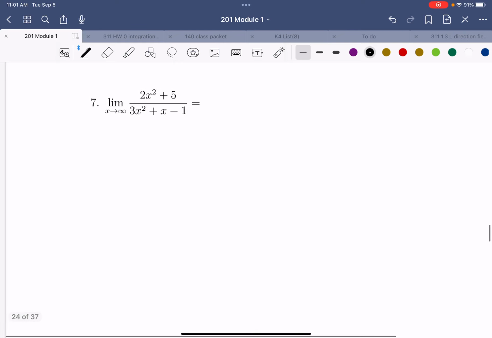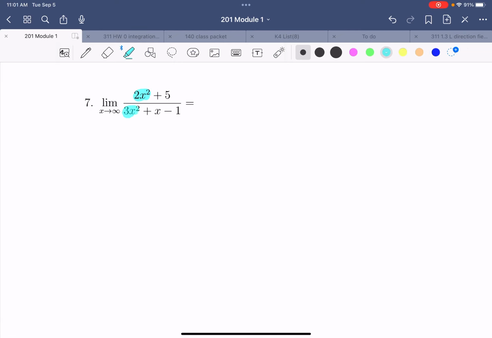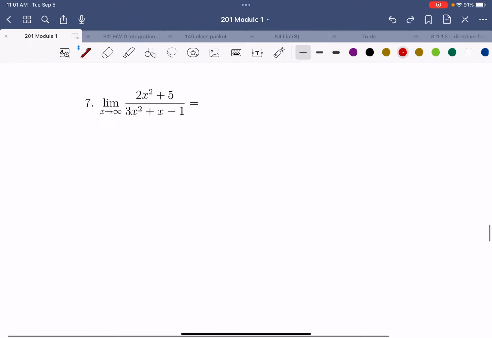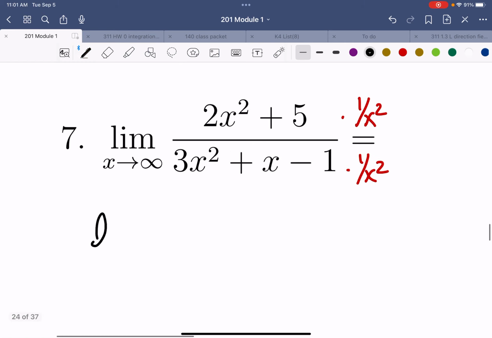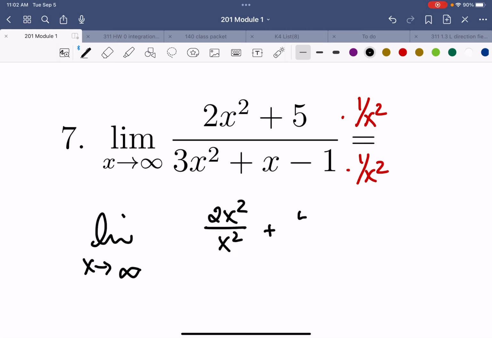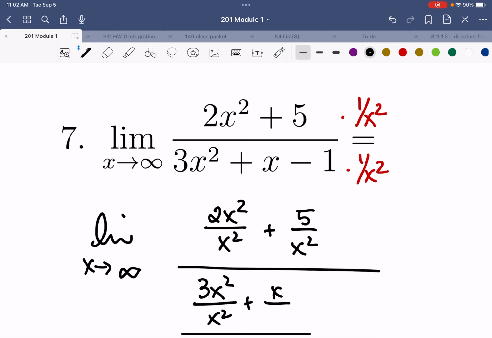And lastly, number 7. Notice here that these two have the same power in their leading terms. So I'm going to multiply top and bottom by 1 over that power, so 1 over x squared. And when we distribute that, that becomes the limit as x goes to infinity of 2x squared over x squared plus 5 over x squared, over 3x squared over x squared plus x over x squared minus 1 over x squared.